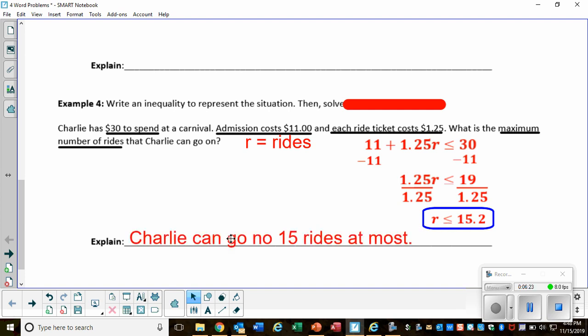So Charlie can go on 15 rides at most, or 15 rides or less. However you want to write it. Okay? Yeah, this should really say "on." Let's write "on" so you guys know. Okay?